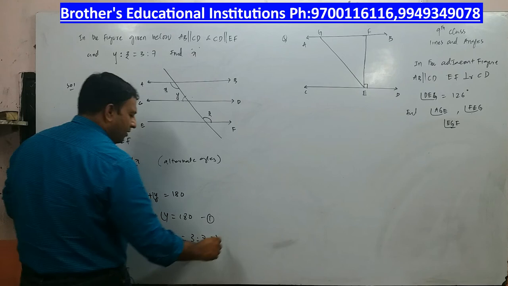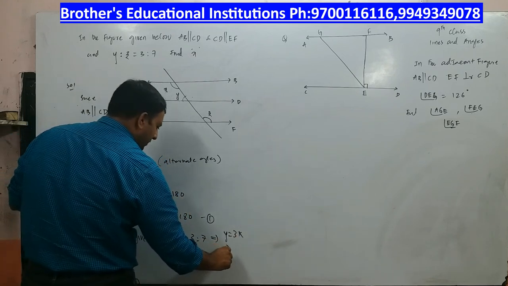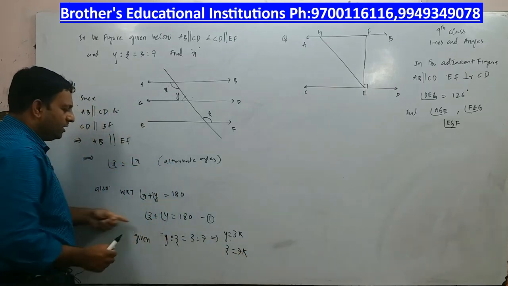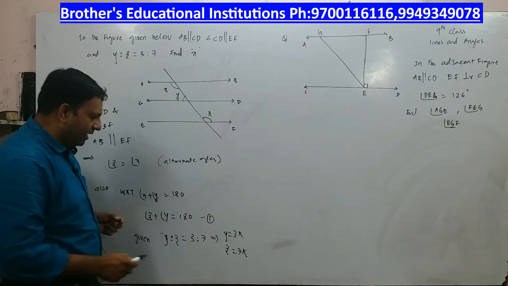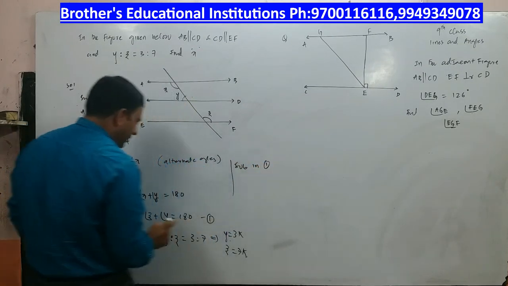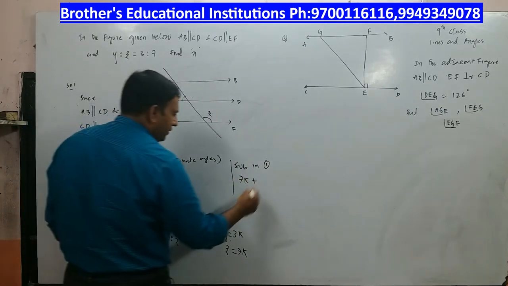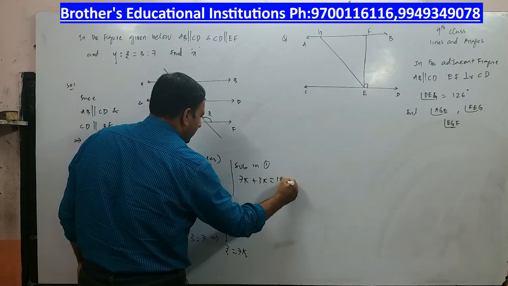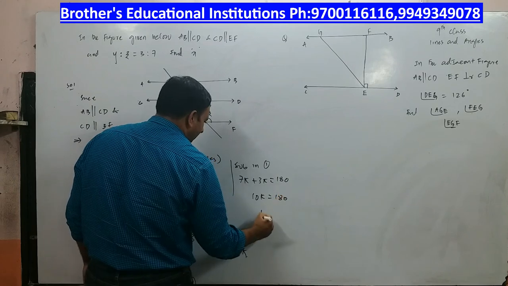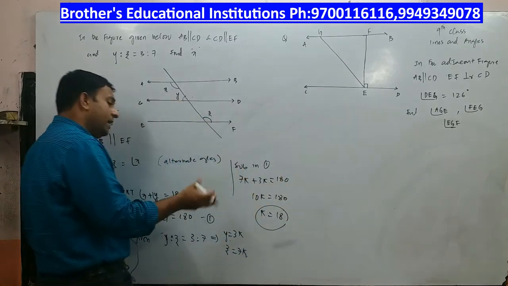So it implies I will write Y is equal to 3K, some common K, and Z is equal to 7K. Now let me substitute these two things here. Substitute in 1. Z is equal to 7K, plus Y is equal to 3K, is equal to 180 degrees. So 3K plus 7K is 10K is equal to 180, implies K is equal to 18. K is equal to 18, not degrees, 18. It is just a constant.